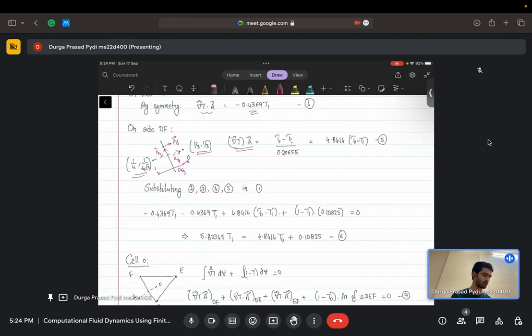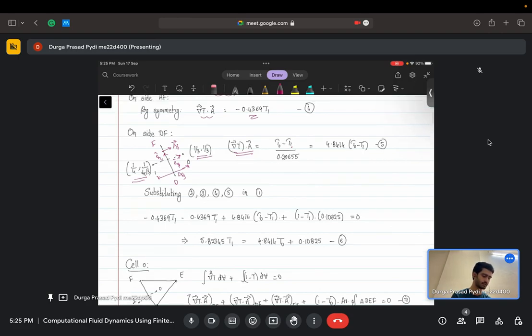So the flux along this particular face, so this is DF. Along DF is given by (T0 minus T1) by delta epsilon, which is 0.206. So I just substitute the value, and you'll get the value of the flux. Now we have all the fluxes, we just need to sum them up.